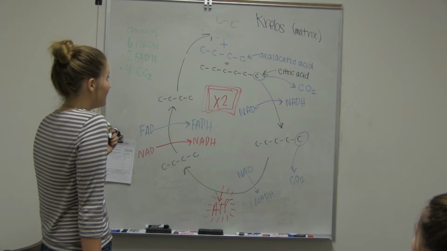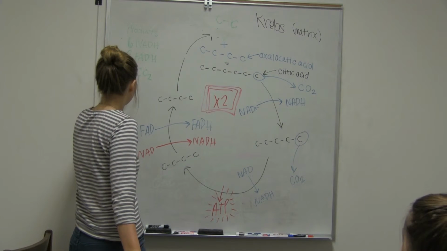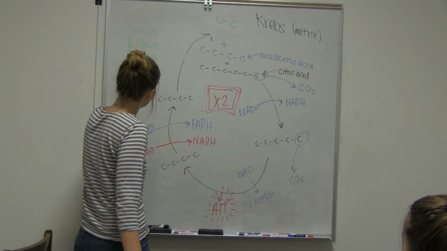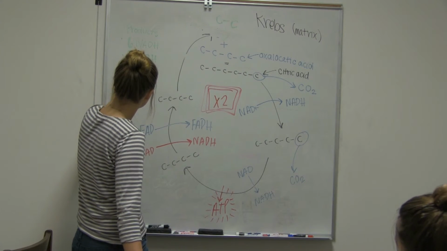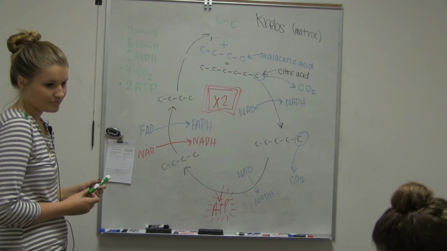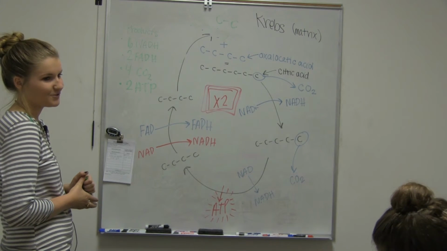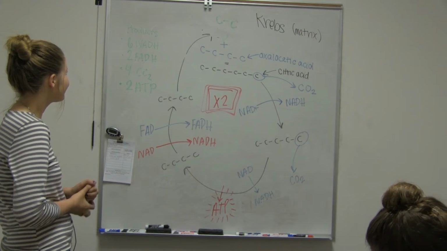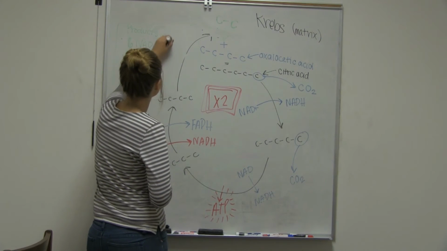Is that all we get? ATP. And how many? 2. Yep, so 1 times 2 equals 2. So this is your only step where everything's not 2. Here's your little green square, all of your products.